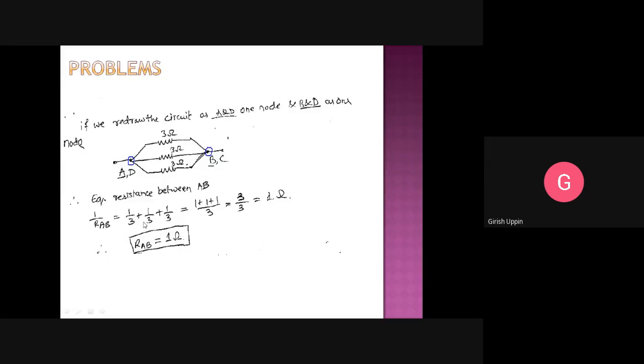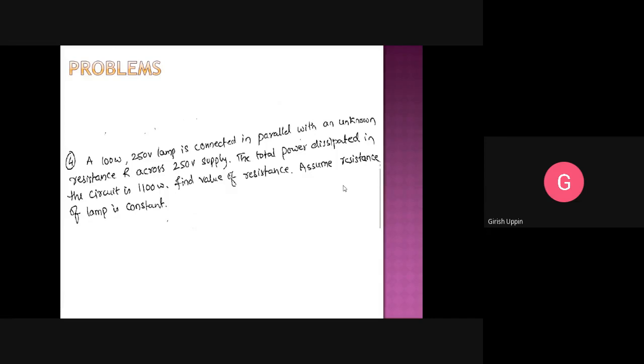So either you can calculate like this, or you can use the property Rp is equal to R by N. Because all the resistors are the same, Rp is equal to R, that is 3 ohm, divided by N. N is the number of parallel paths, 1, 2, 3. So 3 by 3, that is 1. Okay. Note down the next problem.